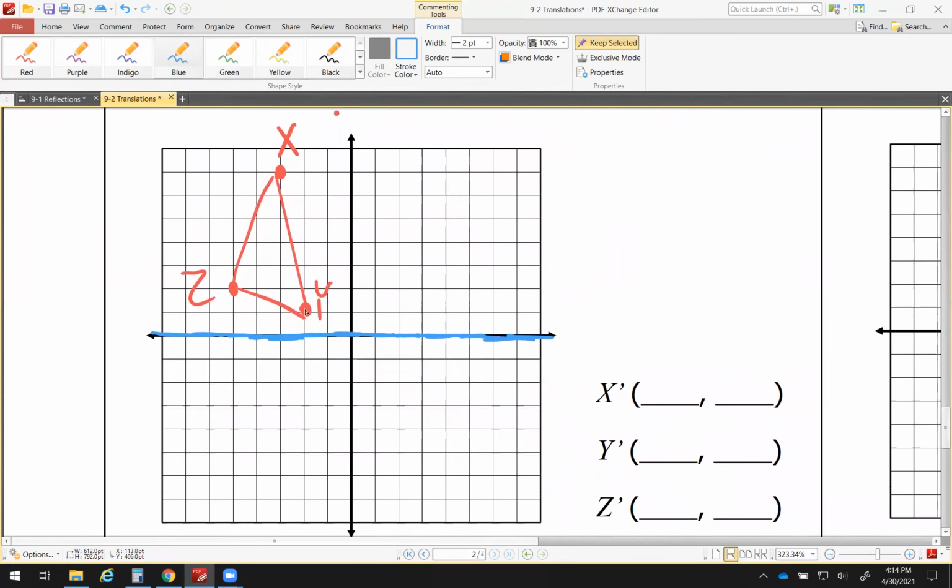And we're going to reflect it over. So y is 1 unit up, so y is going to map to 1 unit down. Z is 2 units up, so it's going to reflect down to 2 units down. And x is 7 units up, so it's going to reflect to 7 units down.